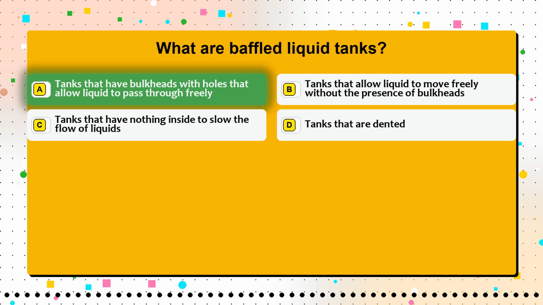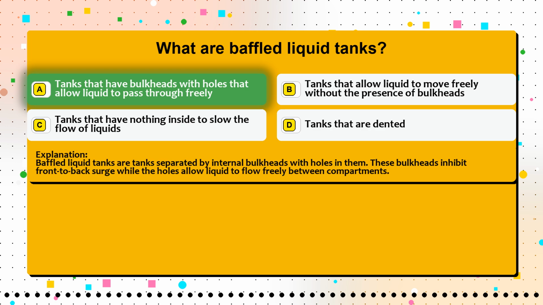The correct answer is option A, tanks that have bulkheads with holes that allow liquid to pass through freely. Baffled liquid tanks are tanks separated by internal bulkheads with holes in them. These bulkheads inhibit front-to-back surge, while the holes allow liquid to flow freely between compartments.